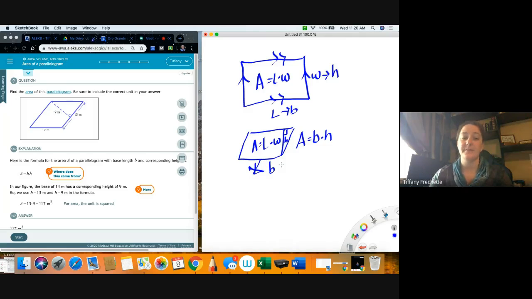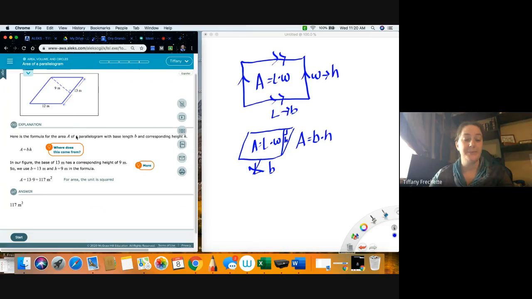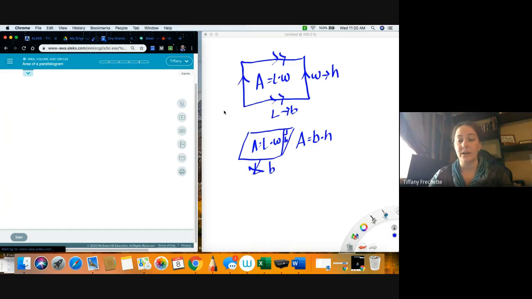So in this case, the diagram should give you, they'll usually be this dotted line to show you this is the height. And then make sure the base is the line that the height connects to. So 13 would be the base. 12 is extra information that we don't need. Okay? So let's go ahead and actually try this one out.